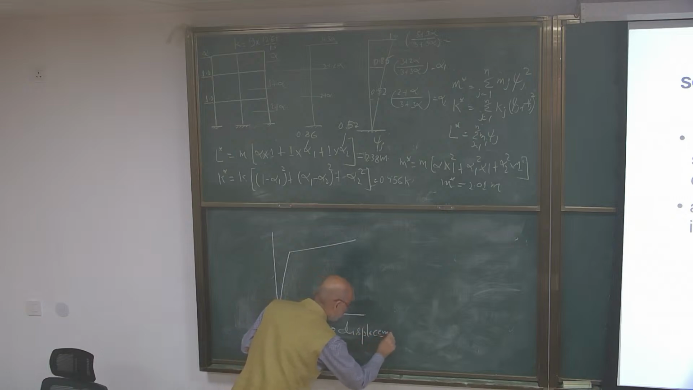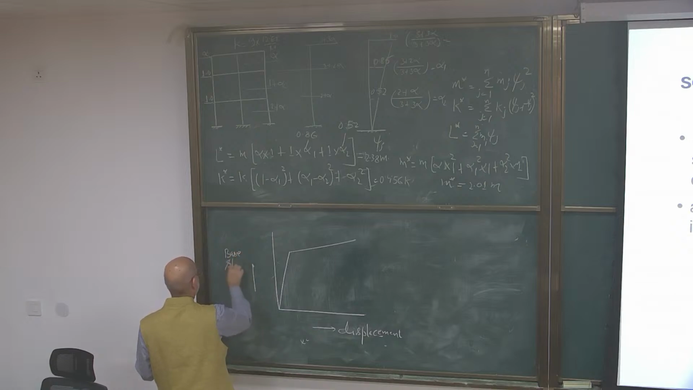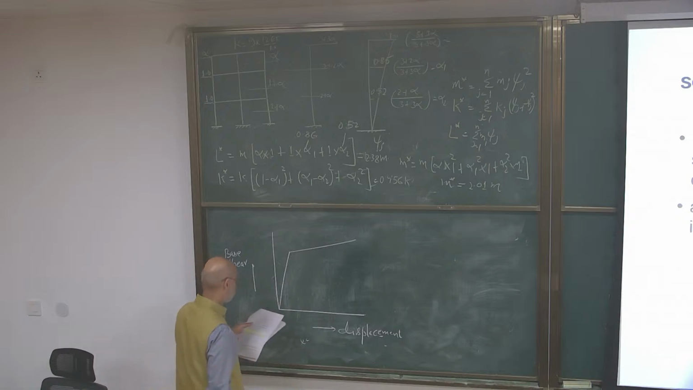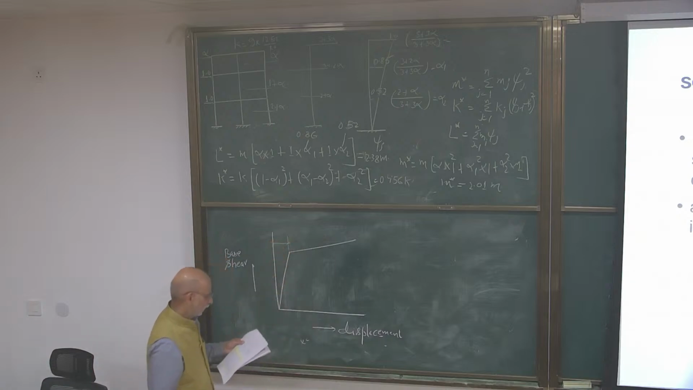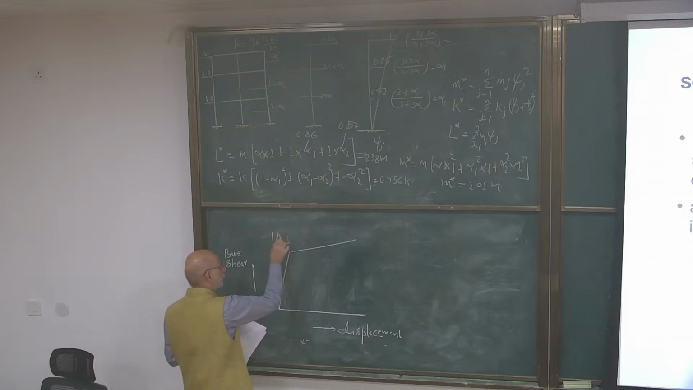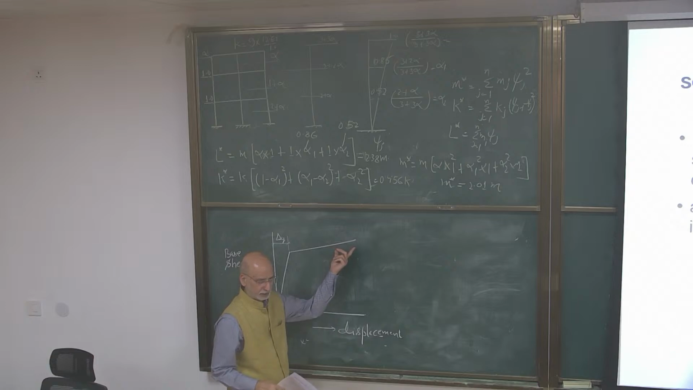The abscissa is displacement and the ordinate is base shear. Now, as is standardized, this is a bilinear force deformation curve. This is what we normally take as yielding. This is the yield displacement. And this is the full flow of the deformations. Full flow deformation means plastic deformation.